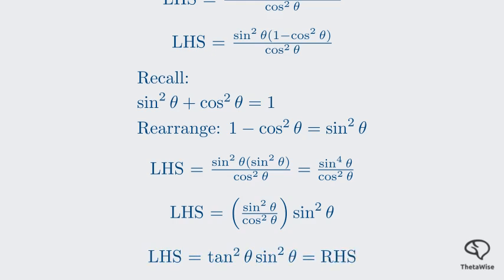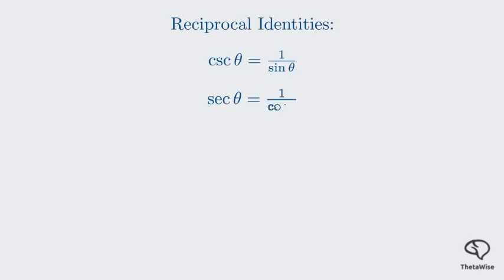Amazing! Let's quickly recap what we've covered today. We started with reciprocal identities, which tell us how functions like secant and cosecant are the flips of sine and cosine. We learned that csc theta is 1 over sin theta, sec theta is 1 over cos theta, and cot theta is 1 over tan theta.